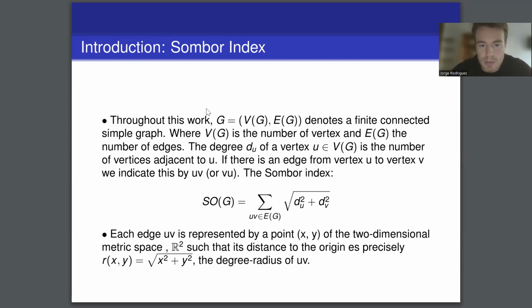Okay. With this set, we can go to the Sombor index, which is as follows: simply the sum over all the edges uv of the square root of the degree of vertex u to the power of 2 plus the degree of vertex v to the power of 2. So each edge uv is represented by a point in the two-dimensional space, such that its distance to the origin is precisely this square root of x to the power of 2 plus y to the power of 2, which is the degree radius of uv. So summing over all these edges, we get the Sombor index.